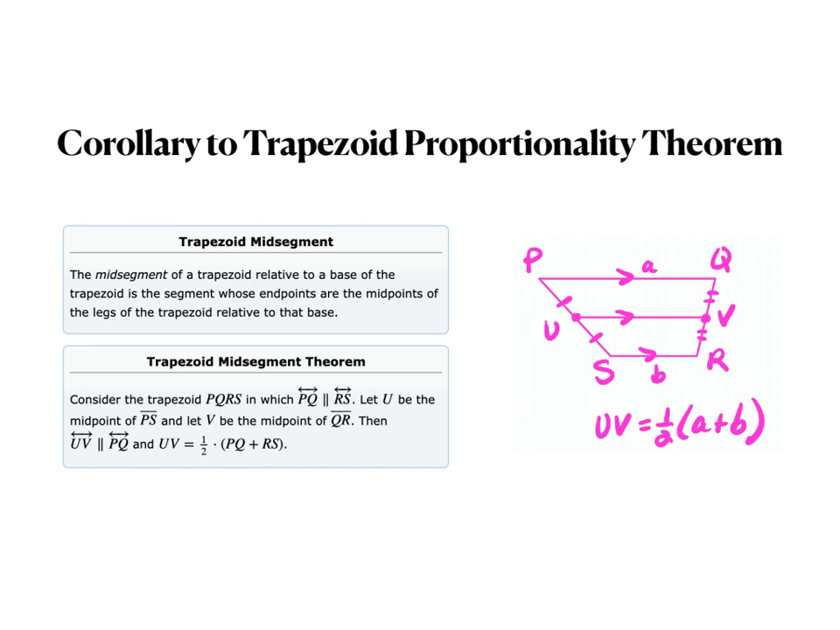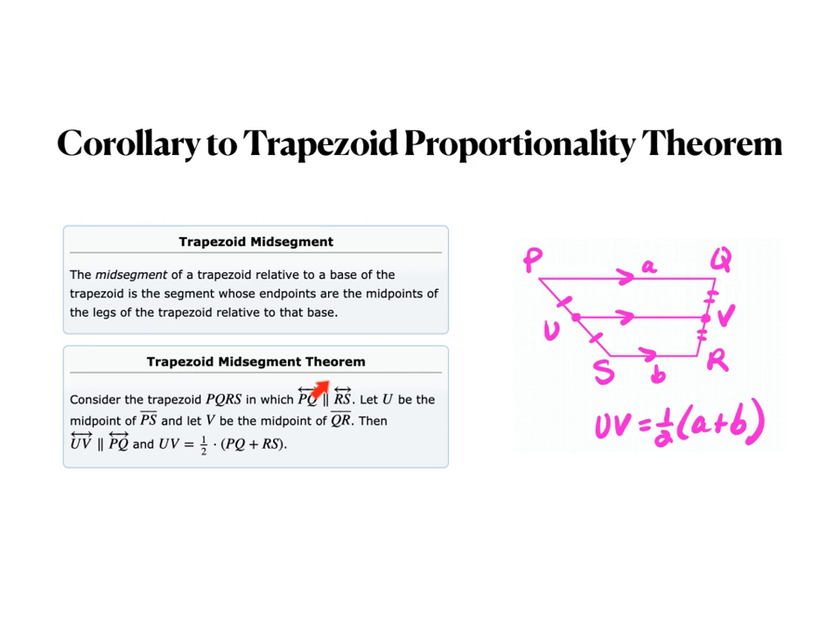Here's a corollary to the trapezoid proportionality theorem. Corollary just means that it takes that proportionality theorem and extends it to a special case. Now, the midsegment of a trapezoid is similar to the midsegment of a triangle in that it is the segment that has endpoints that are the midpoints of the legs, or the non-parallel sides.